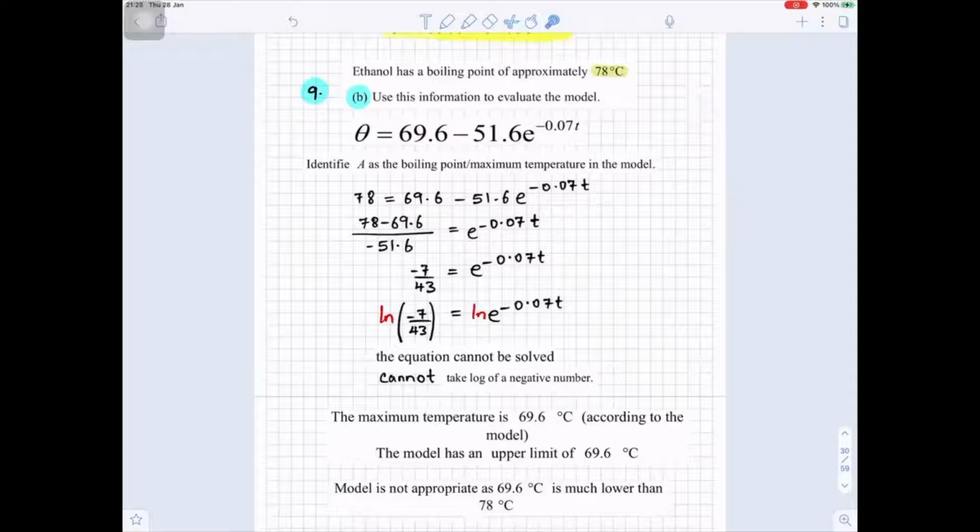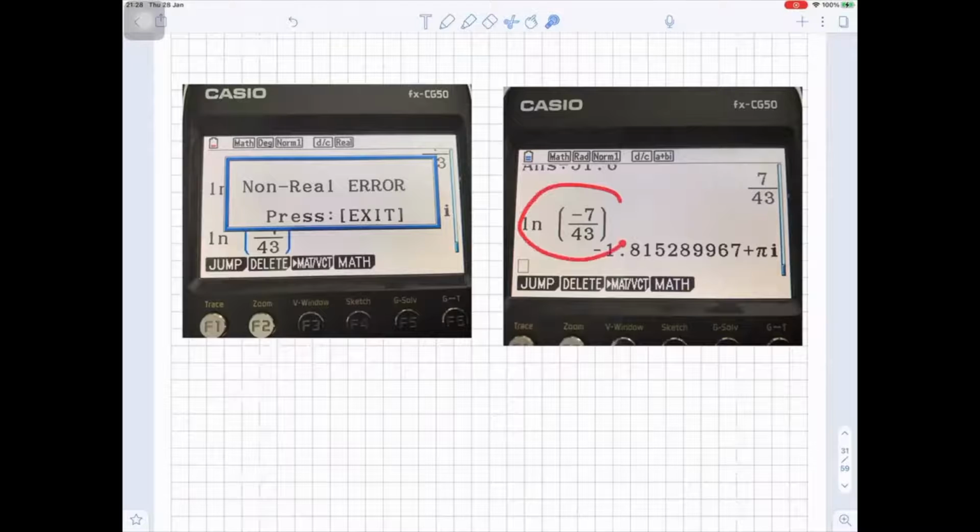So what do we conclude? The model is not appropriate, as 69.6 degrees Celsius is much lower than 78 degrees Celsius. And here, if you try to get natural log of a negative number, it will give you an answer with pi and i, a complex number. But that is if you set your calculator into complex mode. If it is in real mode, it's a non-real error and you wouldn't get an answer.